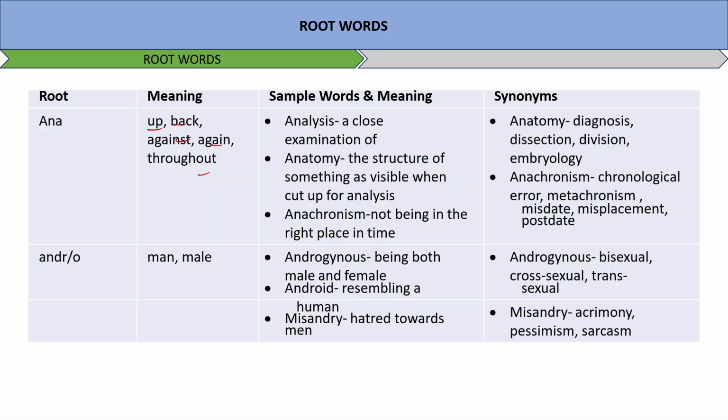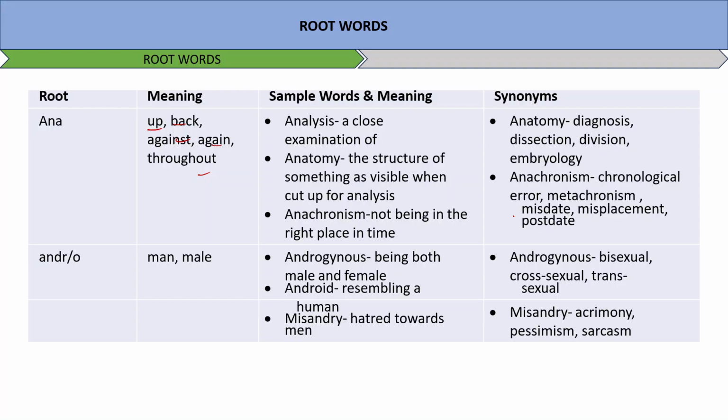Ana: analysis, a close examination of something. Anatomy, the structure of something as visible when cut up for analysis. Anachronism, not being in the right place in time. Anatomy basically means diagnosis, dissection, division, embryology, etc. Now, anachronism is chronological error, metachronism, misdate, misplacement, postdate, etc.